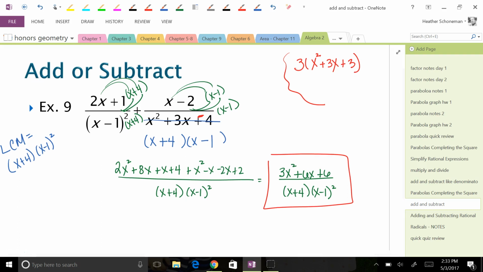Okay, so I figured out my least common multiple was going to be x plus 4 times x minus 1 squared. So the first fraction I had to multiply times x plus 4. The second fraction I had to multiply times x plus 1. Then I got a lot of stuff that I simplified. Now the numerator I can take out a 3, but once I do that it's not going to factor any further, so nothing will simplify. So what is squared in red is my final answer.